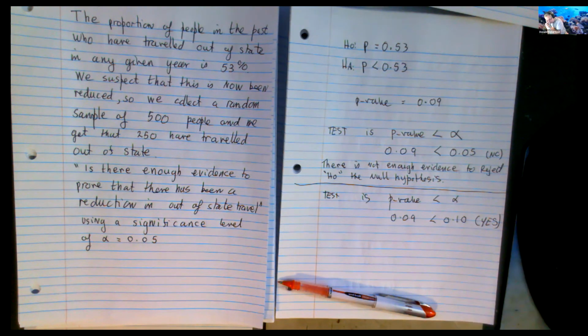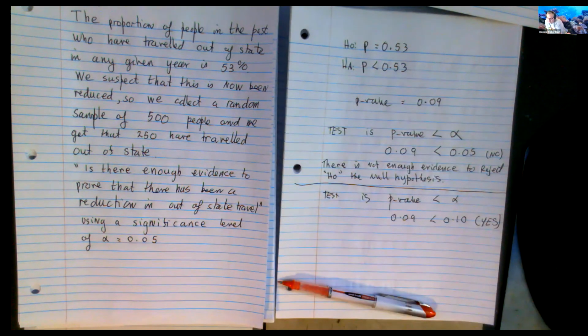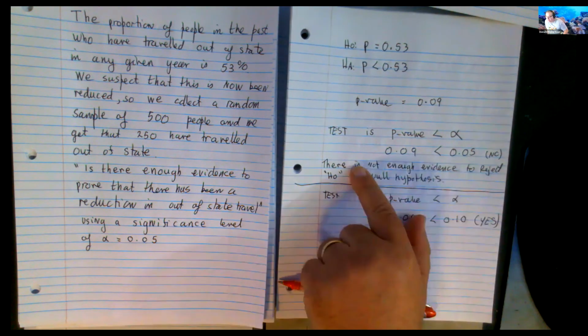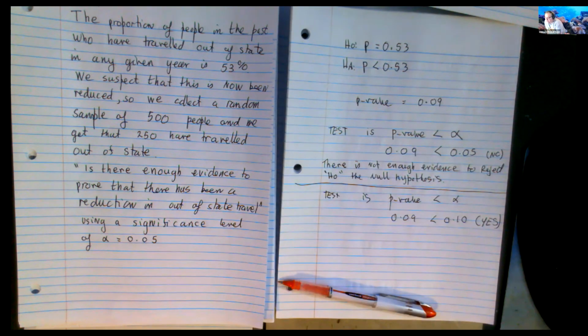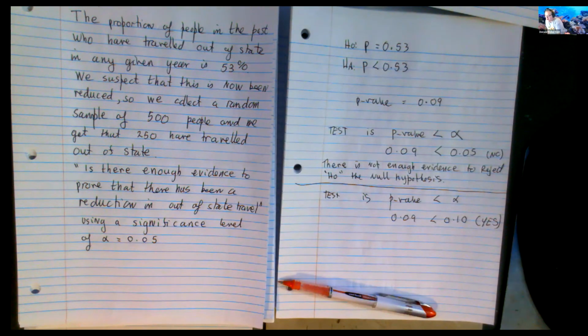That does not mean that maybe it is different. Maybe it has got smaller. All it means is that we haven't been able to prove that it's got smaller. So don't treat this as anything else except we didn't find enough evidence to prove it. That's all it means. You can't then say that means the null was always true. No, the null might be false. We just didn't find evidence of it.